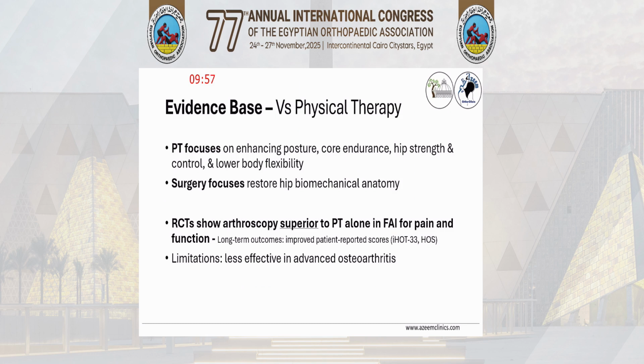So what's the evidence based? If we compare hip arthroscopy to physical therapy concerning the treatment of femoroacetabular impingement, the physiotherapy focus always on posture, improving the posture, core muscle strengthening, hip strengthening, and lower body flexibility. This is how the physiotherapy thinks. While surgery restores the hip biomechanics and anatomy.